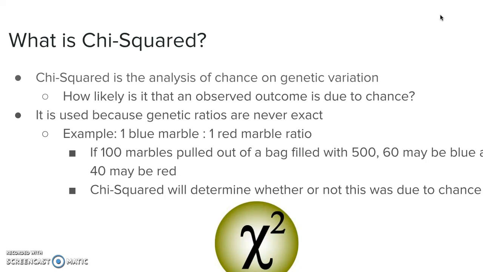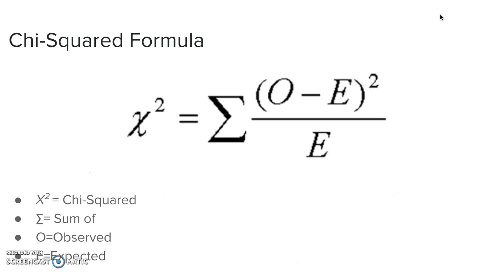So to explain what that means, the example we use is marbles. If you have a bag of 500 marbles, 250 red and 250 blue, and you were to pull out 100 marbles at random, 60 of them may be blue and 40 of them may be red. This is different from the ratio, but that could be due to chance, and chi-squared will determine whether or not this was due to chance.